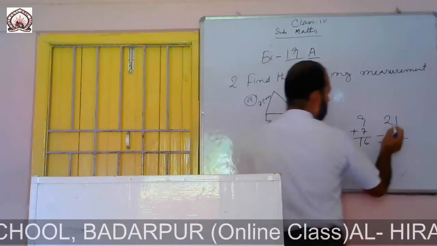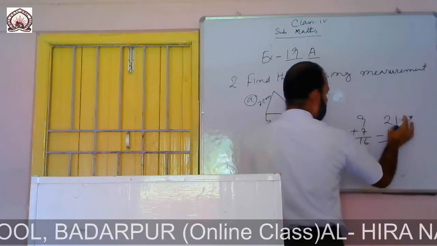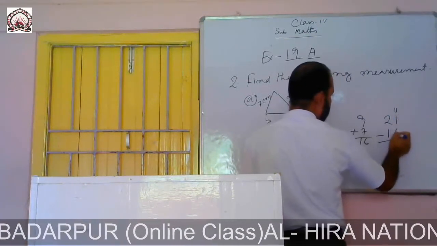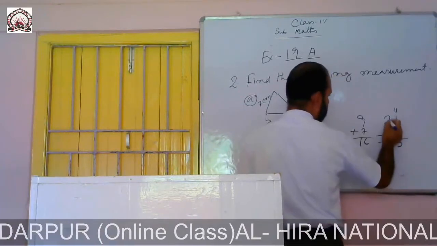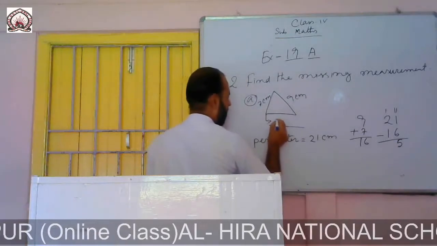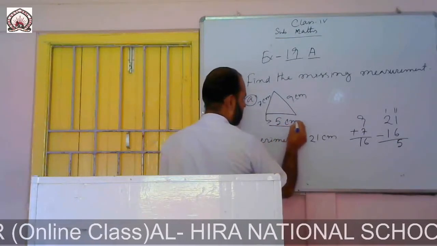So here borrow one, then there is 11. 11 minus 6 is equal to 5. There remain 1. So 1 minus 1 is 0. Here 5 centimeter.